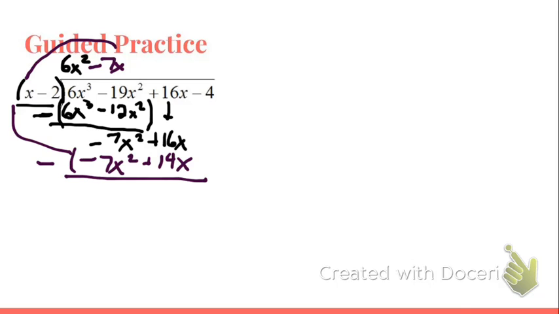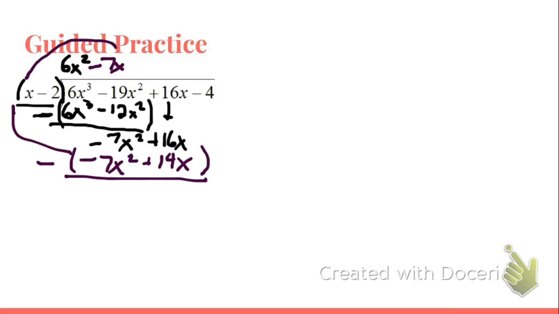Alright, and now here's the next step. We're going to just restart it now. How many times does x go into negative 7x squared? So that gives us a factor of negative 7x, because negative 7x times x gives us negative 7x squared. And then you also have to do negative 7x times negative 2, and that gives us a positive 14x. Subtract. All right, I like to put this in parentheses, so I remember to distribute the negative.